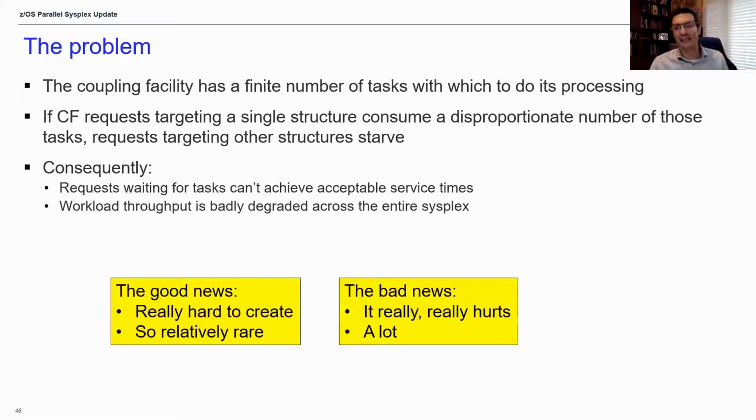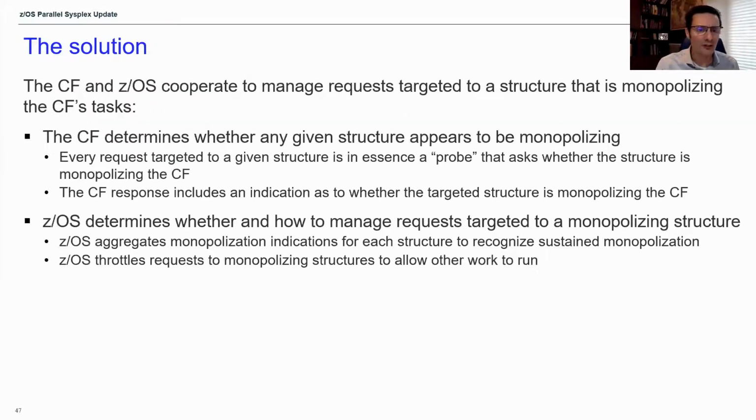Now, the good news is that this is really hard to create and it's rare. But when it does happen, it's really, really, really painful, and it's not something that you want to have happen. So the solution is that the coupling facility and z/OS are going to jointly cooperate to try to avoid this monopolization of a particular structure. So the coupling facility's role in this is to be the notifier.